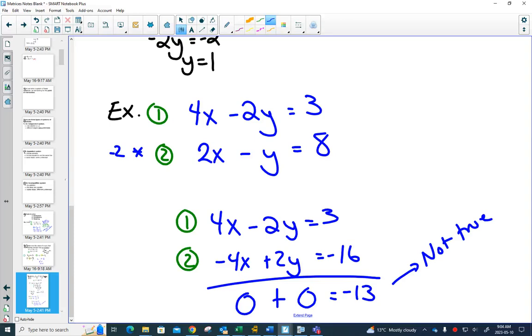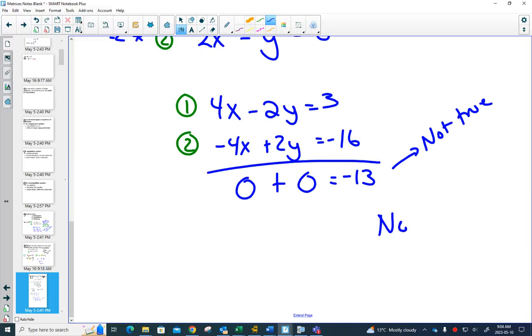In which case, this is what it looks like when you get no solution and you're solving. You get something that can't possibly be right. Everything else cancels out, and you get 0 is minus 13. So if everything cancels out and you get 0 equals 0 or 5 equals 5, that's always true. That means they were the same line. But if everything cancels out and you get something like 0 equals negative 13, that's never true.